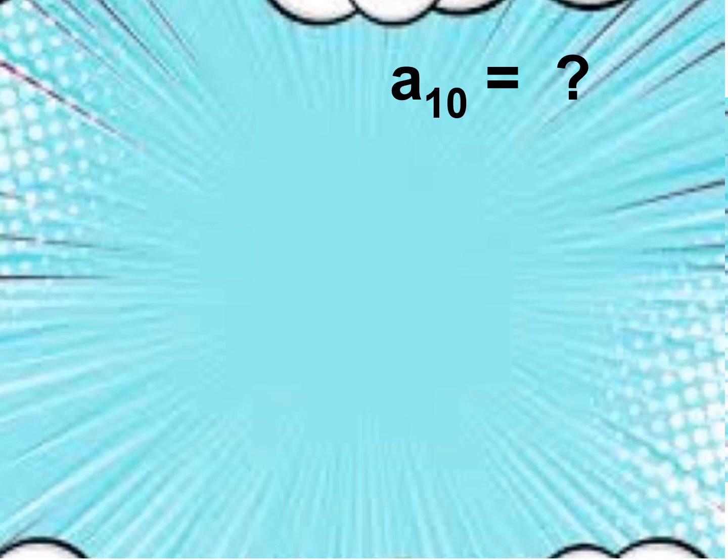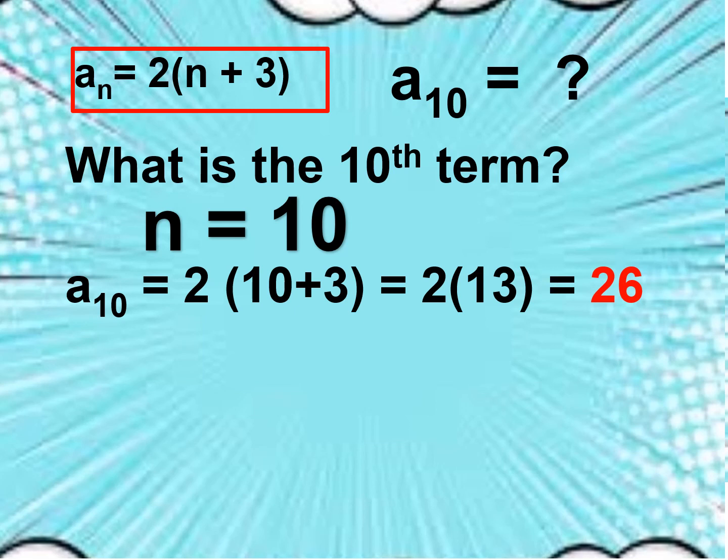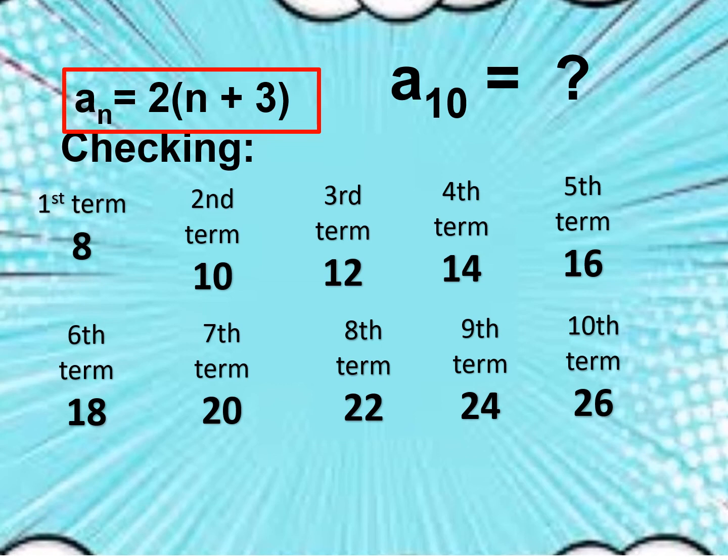Now, let us identify the a sub 10, using the general term a sub n is equal to 2 times the quantity n plus 3. What is the 10th term? N is equal to 10. So just substitute the value of n by 10. So you will have a sub 10 is equal to 2 times the quantity 10 plus 3. Then multiply 2 times 13 and our answer is 26. Okay, let's check. The 10th term is 26.